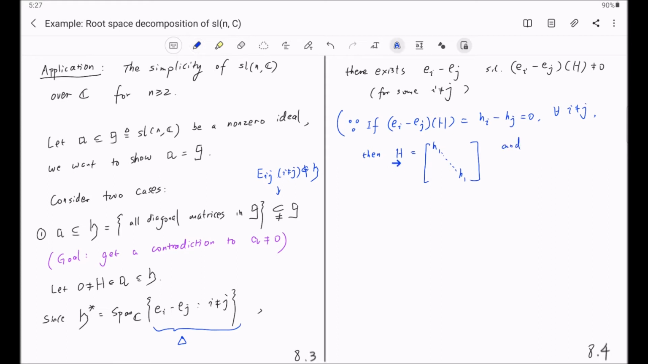But H as a matrix in G, which is SL_n(C), the summation of its diagonal entries must be equal to 0. Namely, n times h_1 must be equal to 0. This, together with the fact that the characteristic of the complex numbers C is equal to 0, implies that h_1 is equal to 0. And this is a contradiction to the assumption that H is non-zero. This contradiction proves the existence of such E_i minus E_j with (E_i minus E_j)(H) not equal to 0.